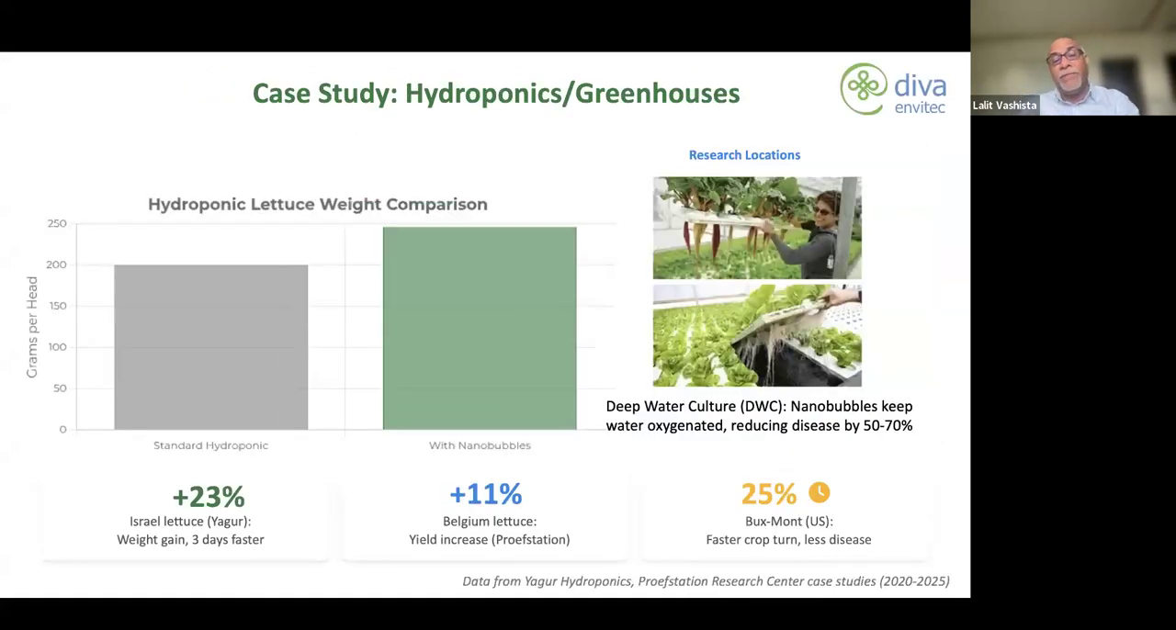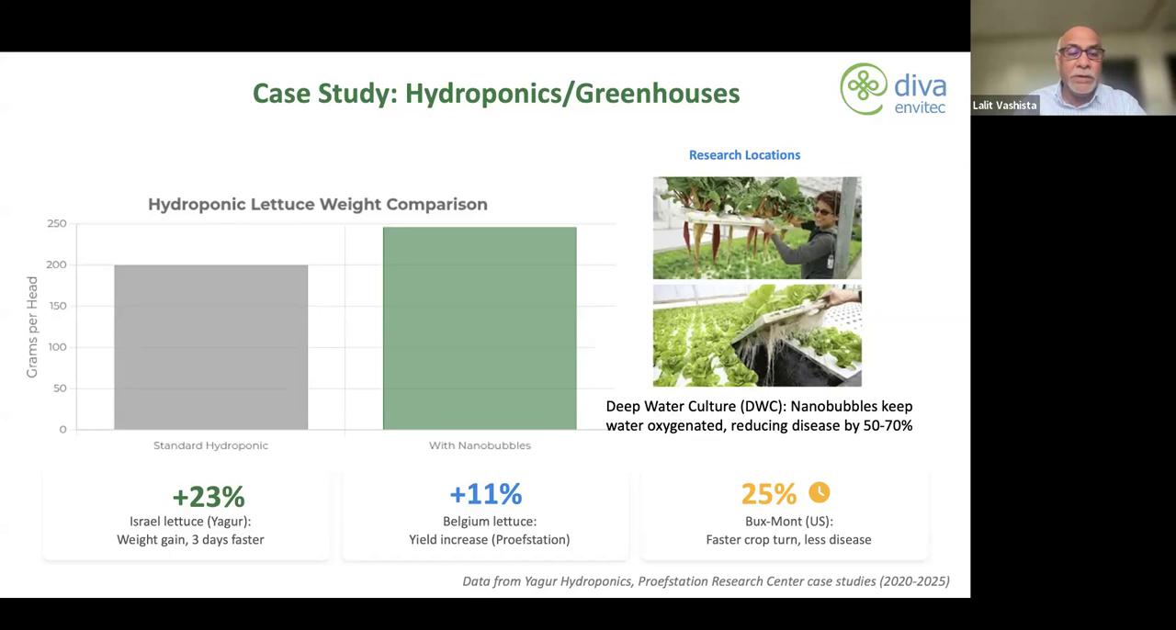This is a hydroponic setup for lettuce. Some cases from Belgium, some from Israel, wherever they have used nanobubbles. In Israel, you can see the weight of the lettuce increased per head by almost 50 grams.